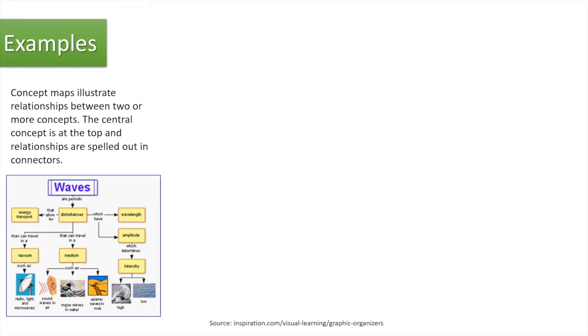Some more common examples of graphic organizers and their uses include concept maps. Concept maps illustrate relationships between two or more concepts. The central concept is at the top and relationships are spelled out in the connectors.